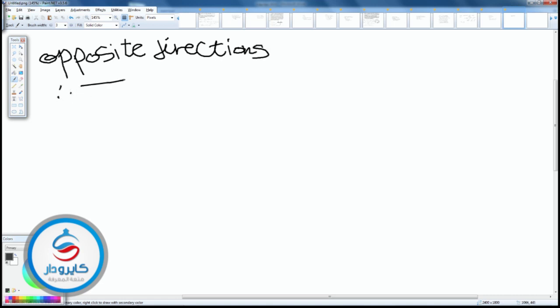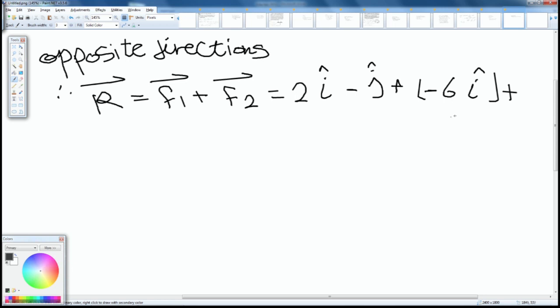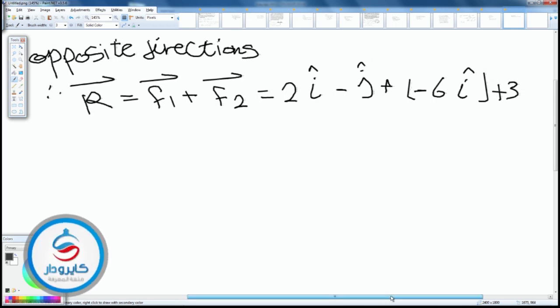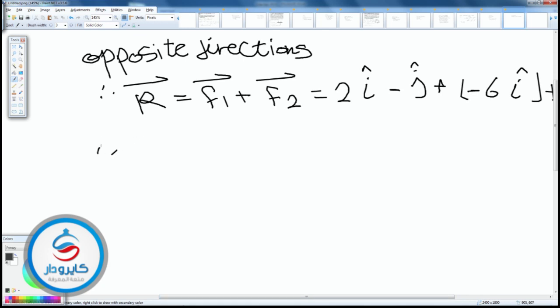Therefore vector R equals vector F1 plus vector F2 equals 2 in the direction of unit vector i minus 1 in the direction of unit vector j plus negative 6 in the direction of unit vector i plus 3 in the direction of unit vector j. Therefore, vector R equals negative 4 in the direction of unit vector i plus 2 in the direction of unit vector j.